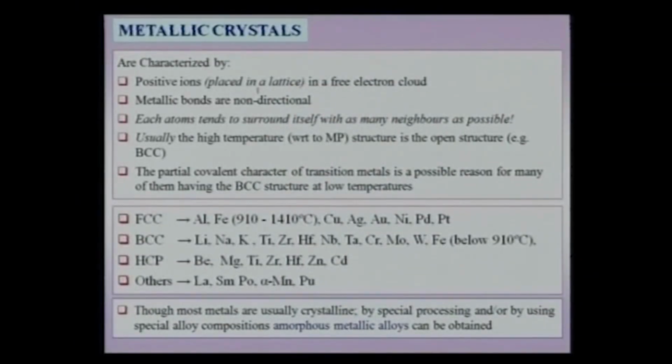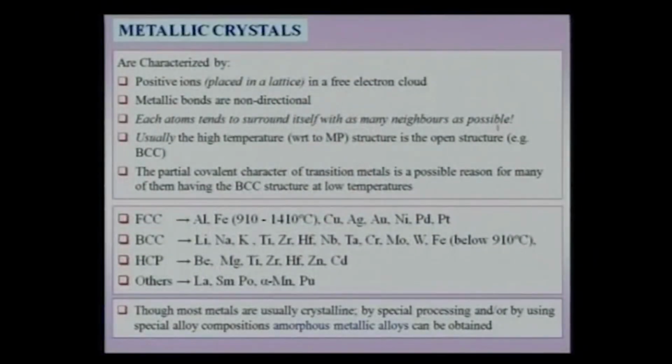Since the bond is non-directional, typically there is a tendency of atoms to surround themselves with as many neighbors as possible. But we will see that this is not a perfect rule, just a tendency. And you will also find, again not as a rule but as a general observation which has quite a few exceptions, that the high temperature structure is typically an open structure with respect to the lowest temperature structure, which is a more close packed structure. This is again a common observation in many metallic crystals.